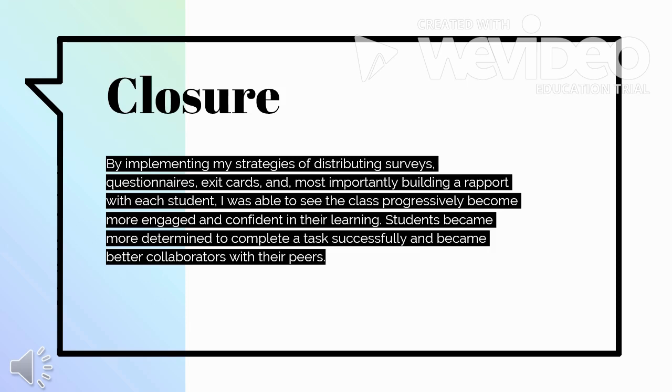Because the class was intermediate level and all students have realized their strengths and areas of improvement, as well as their favorite and most disliked subjects, it was difficult but rewarding to find ways to make the subjects they disliked more engaging for them. By implementing my strategies of distributing surveys, questionnaires, exit cards, and most importantly, building a rapport with each student, I was able to see the class progressively become more engaged and confident in their learning. Students became more determined to complete a task successfully and became better collaborators with their peers.